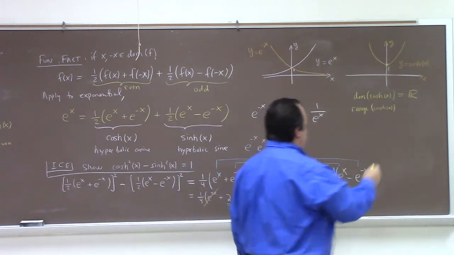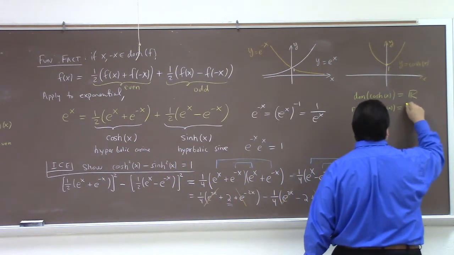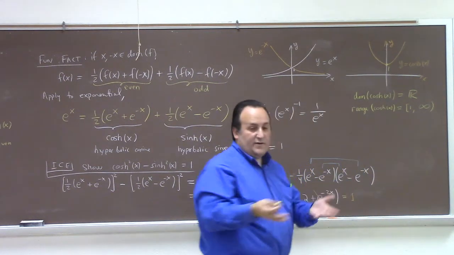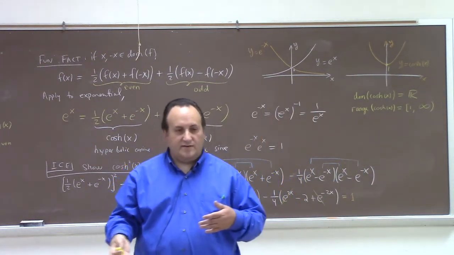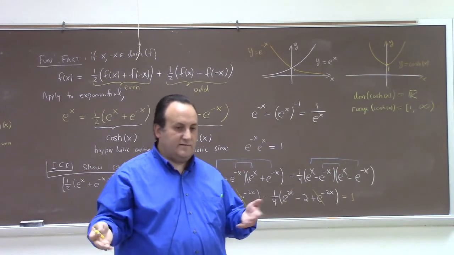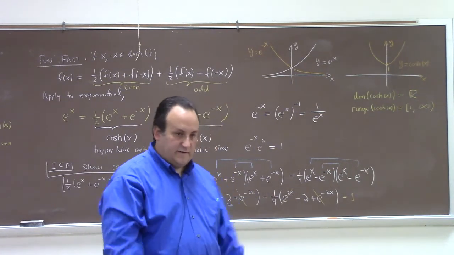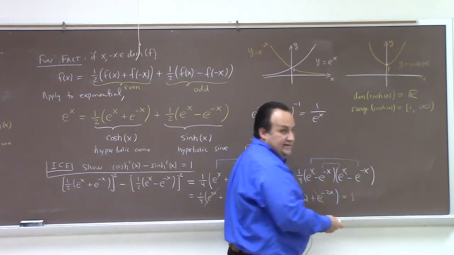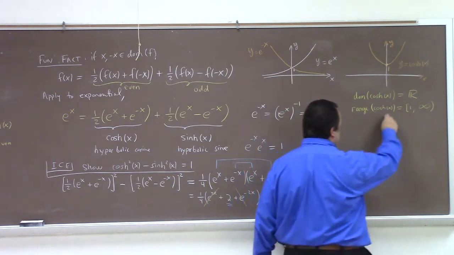But 1 is the critical value. That's the smallest it can be, right? So if you have a hyperbolic cosine, you have this inequality: hyperbolic cosine is larger than or equal to 1. It's a useful thing to know when you're dealing with a problem with hyperbolic cosine. Hyperbolic sine, on the other hand, looks like this.